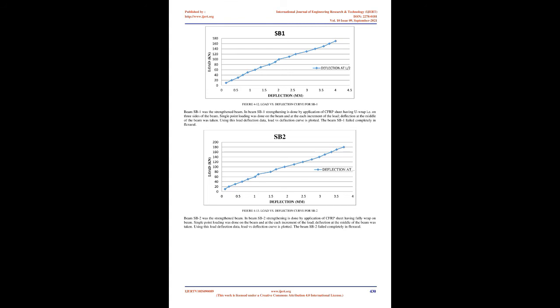Single point loading is conveniently provided by the arrangement shown in Figure 3.6. Description of specimens. The experimental program consists of 5 simply supported RC rectangular beams with the same longitudinal reinforcement of 2 numbers of 16 mm and 3 numbers of 12 mm bars, out of which 1 beam will be taken as the control beam and the other 4 beams will be strengthened using carbon fiber reinforced polymer, CFRP, sheets.